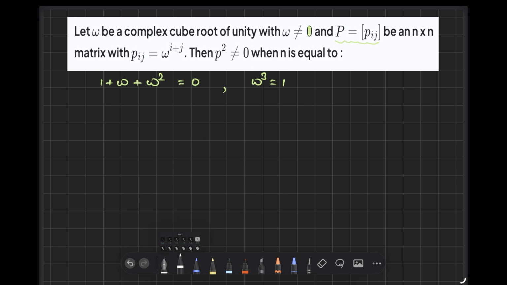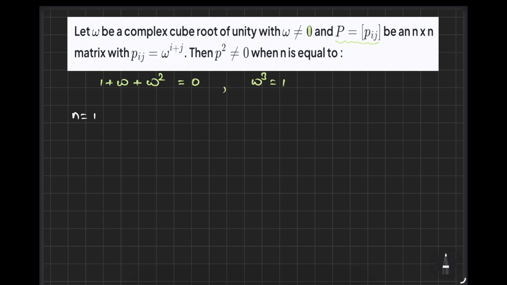And P be a matrix Pij, an n cross n matrix. N can be anything. It can be 1 cross 1, 2 cross 2, 3 cross 3, 5 cross 5, 6 cross 6, 7 cross 7, and so on. Where Pij is this. They have mentioned the elements of P as well, and they are suggesting that P square cannot be equal to 0. So you have to make sure that P square is not 0.